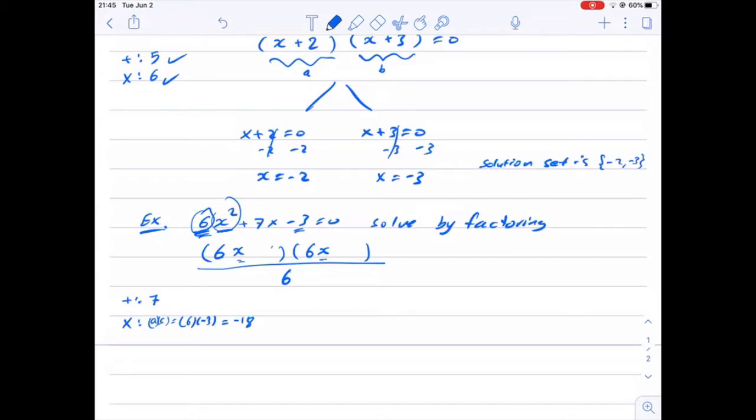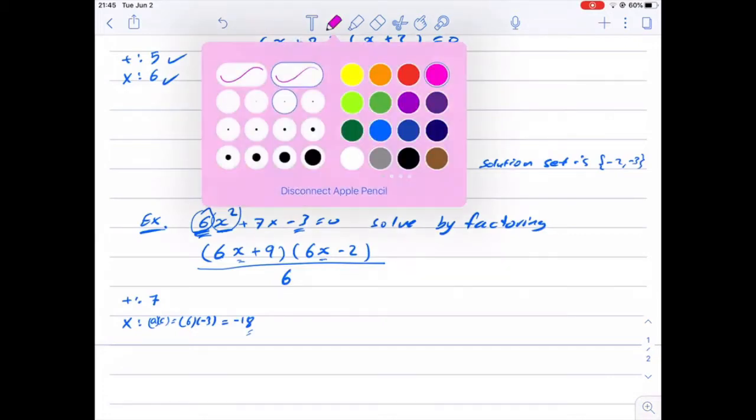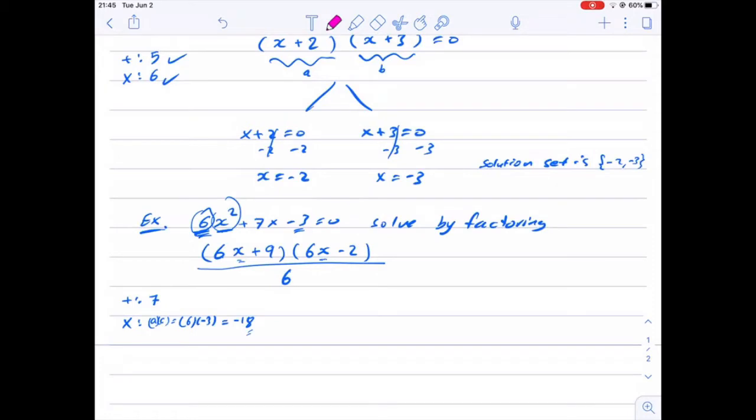We can try 9 and 2. 9 times 2 is 18. And if we choose positive 9 and negative 2, the product is negative 18 and the sum is positive 7. So that's it. And then we try to simplify. We need to cancel the denominator. So look at the first expression here. You can take 3 as a common factor, and we are left with 2x plus 3. You can distribute 3 to make sure that your answer is correct.